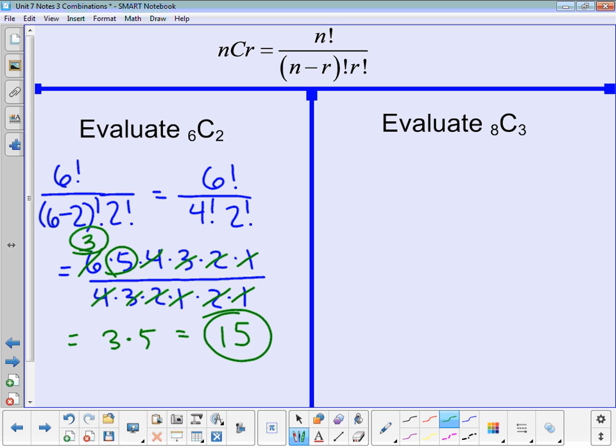Okay, I want you to pause the video right now and see if you can calculate 8C3, or the combination of 8 objects taken 3 at a time, in number 3.